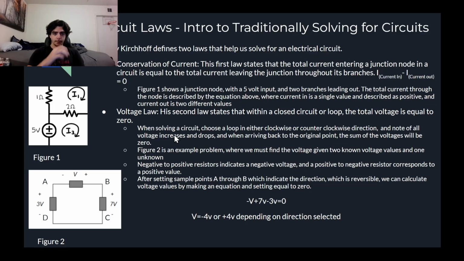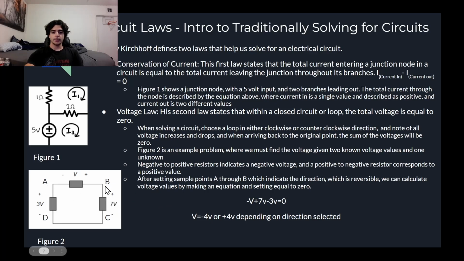Now the voltage law, his second law, states that within a closed circuit or loop, the total voltage is equal to 0. When solving for a circuit, choose a loop in either clockwise or counterclockwise direction, and take note of all voltage increases and drops. Now we find the increases and drops by denoting the negative to positive resistors, which will be here in the problems. Those will indicate a negative voltage, and a positive to negative resistor corresponds to a positive voltage.